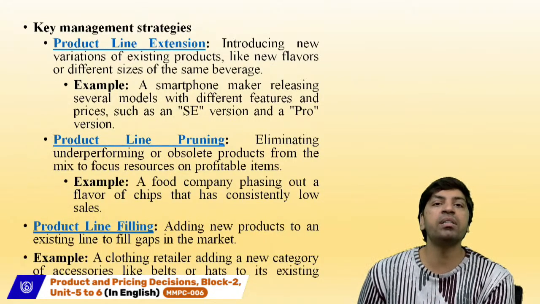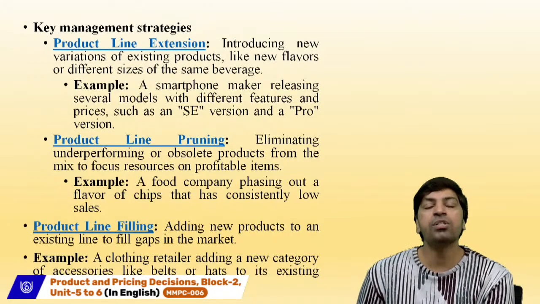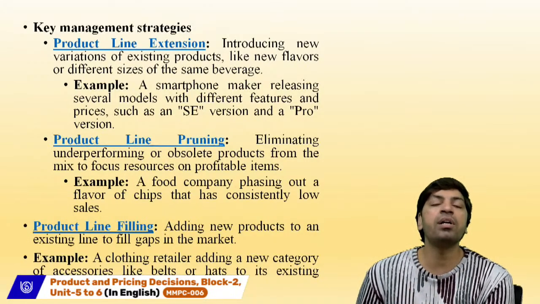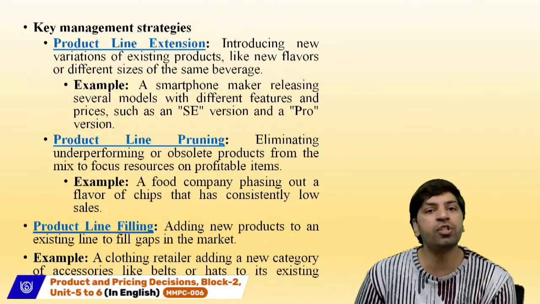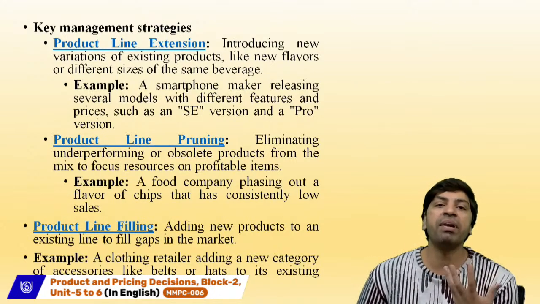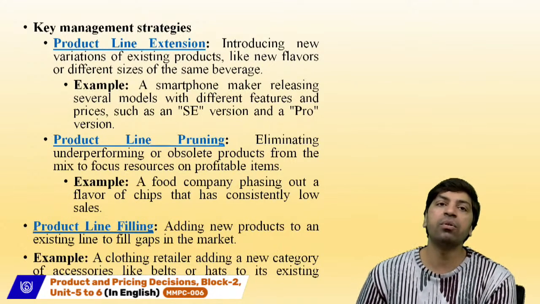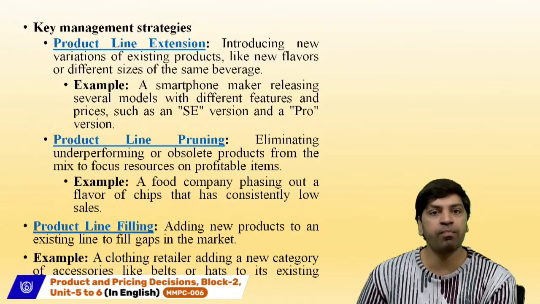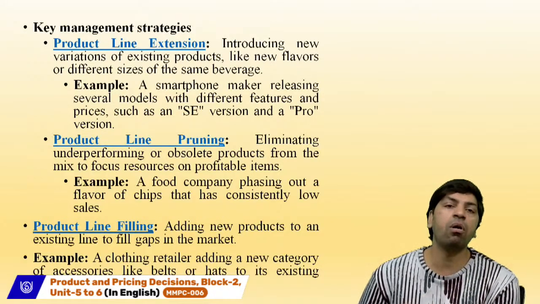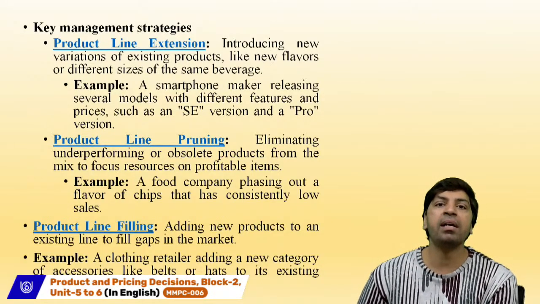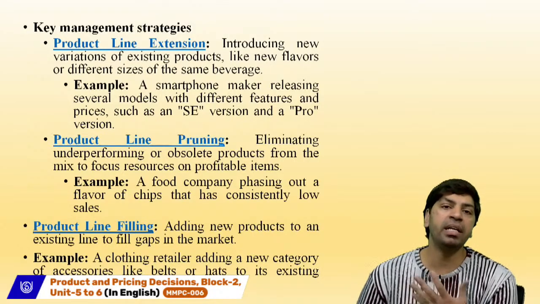strategies. The first one is product line extension. When a company introduces a new variation of an existing product, like a new flavor of chips or new variants of shampoo, that is called a product line extension. A smartphone maker releasing several models with different features and prices, such as an SE version or a Pro version, also leads to this type.